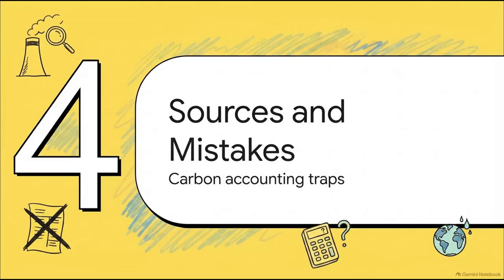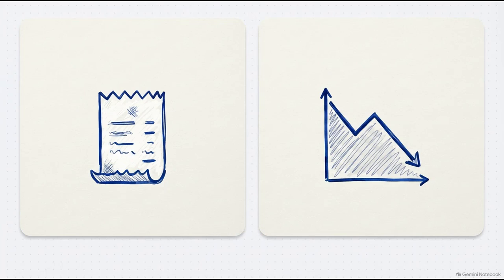Let's move to our final segment, Section 4, Data Sources and Mistakes, Navigating the Pitfalls of Carbon Accounting. Because, as you've just seen, doing the math on a calculator, that's the easy part. Finding clean data, organizing it, and avoiding critical audit traps is where the real work actually happens.